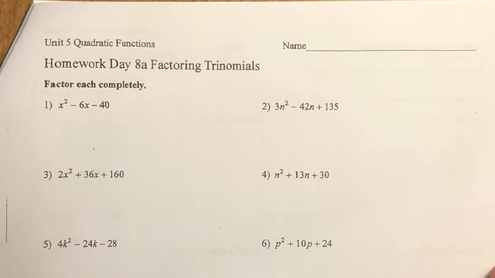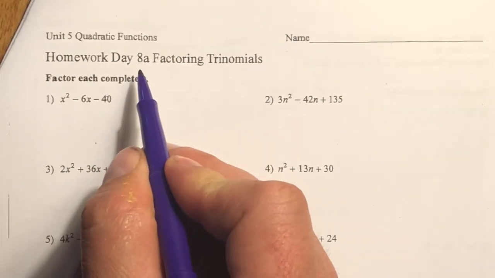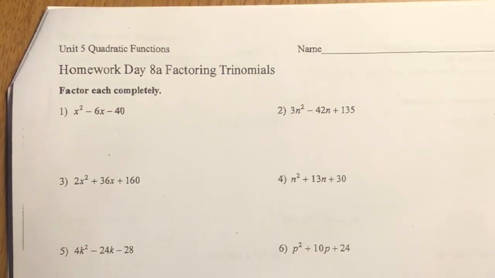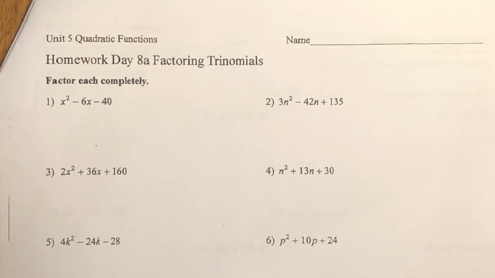All right, so if you look, here's your homework assignment right here. Day 8, factoring trinomials. You've got 1 through 16. All right, okay, guys, see you later.